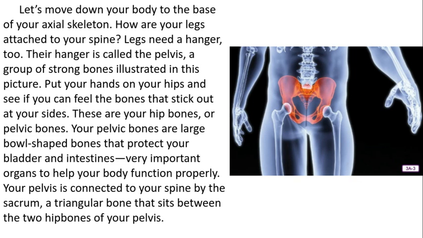Put your hands on your hips and see if you can feel the bone that sticks out at your sides. These are your hip bones or pelvic bones. Your pelvic bones are large bowl-shaped bones that protect your bladder and intestines, very important organs to help your body function properly. Your pelvis is connected to your spine by the sacrum, a triangular bone that sits between the two hip bones of your pelvis.